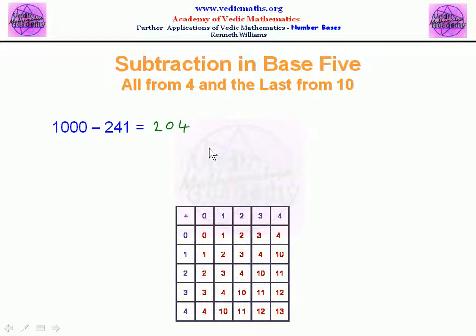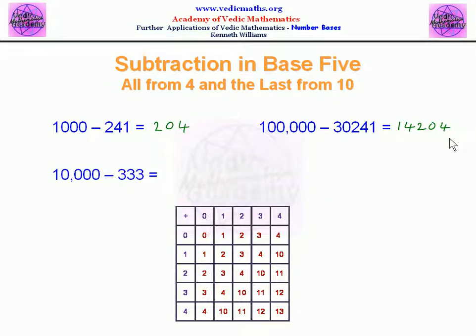We get 204, and if we were to add these numbers 241 and 204 in base 5, we will get 1000 in base 5. Here's another example, 100,000 take away 30241. So again, we've got 5 figures here and 5 zeros here. We can take each digit here from 4 and the last one from 5. So we get 1, 0 from 4 is 4, 2, 0, 4. We take the 1 here from 5, we get 4.